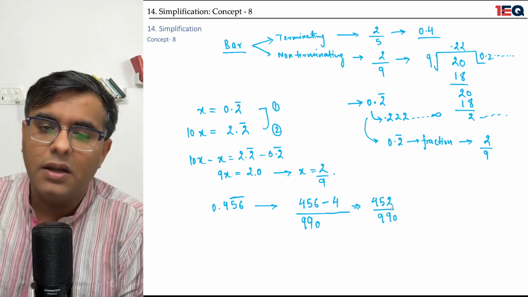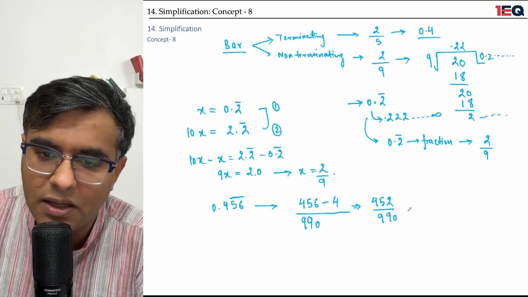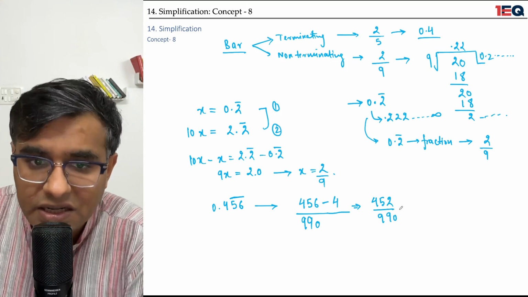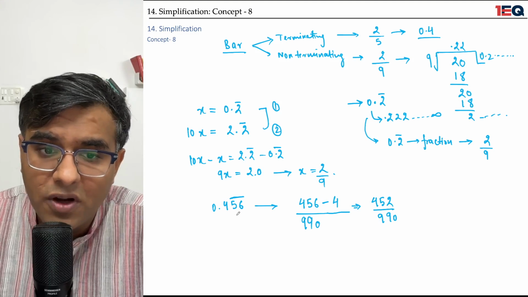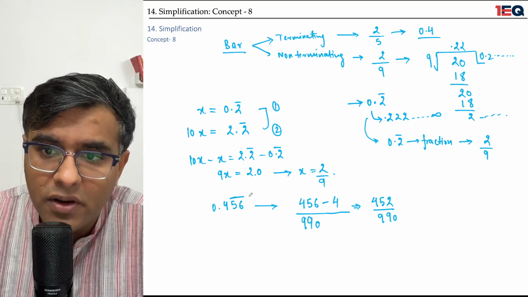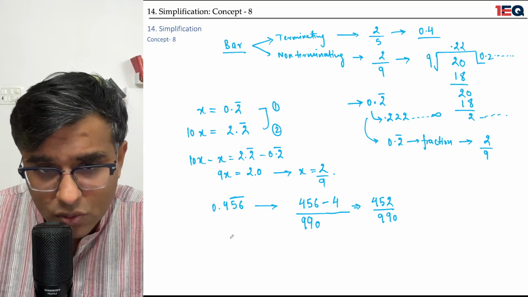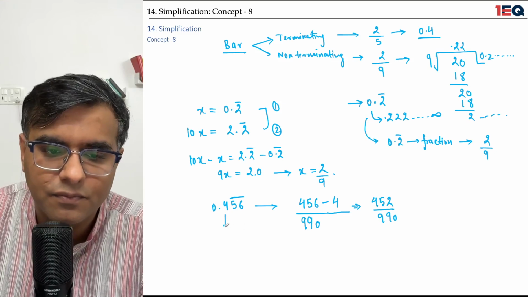divided by 990. Okay, I'll write down 452 divided by 990, and this would be my fraction format of 0.456 with a bar on 56. If you'd like to know the derivation, then hold on to your seats. I'll show you the derivation of this.